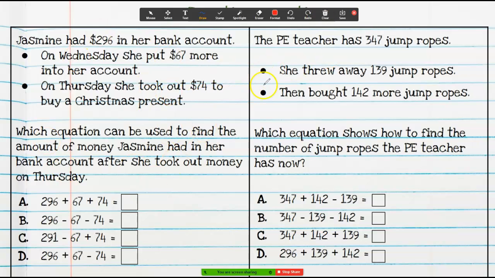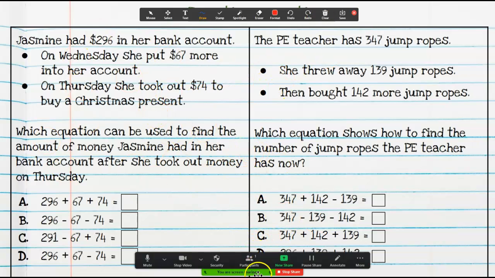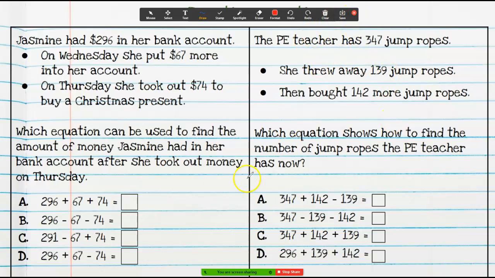And you're going to be doing these type of questions on Canvas Day. So make sure on your piece of paper or in your journal you show your work.